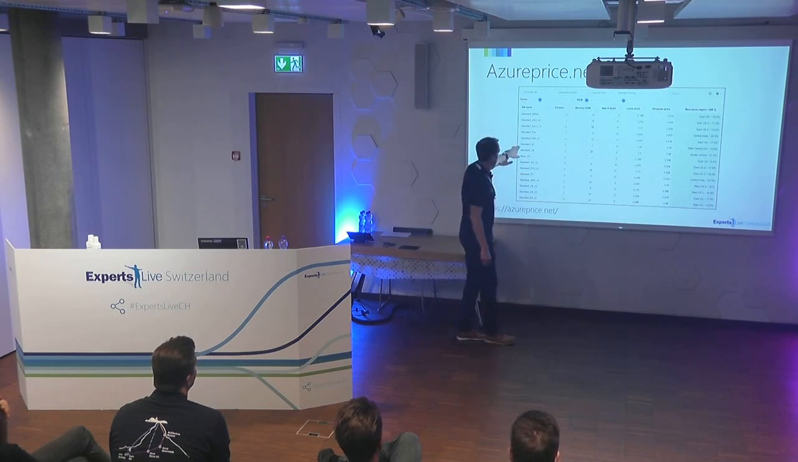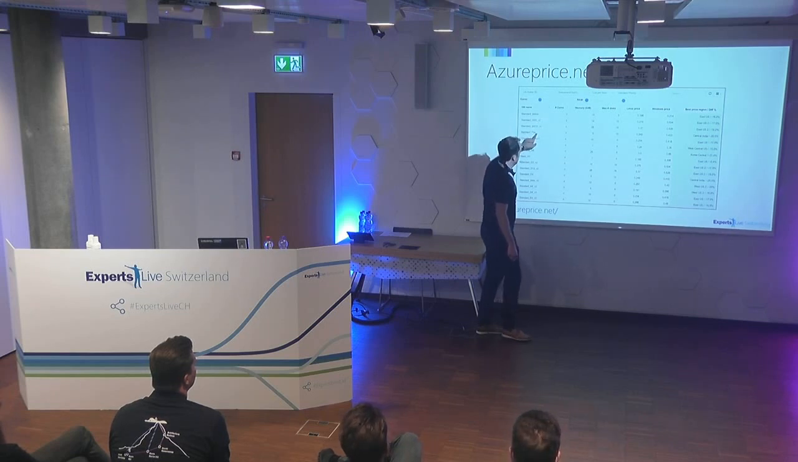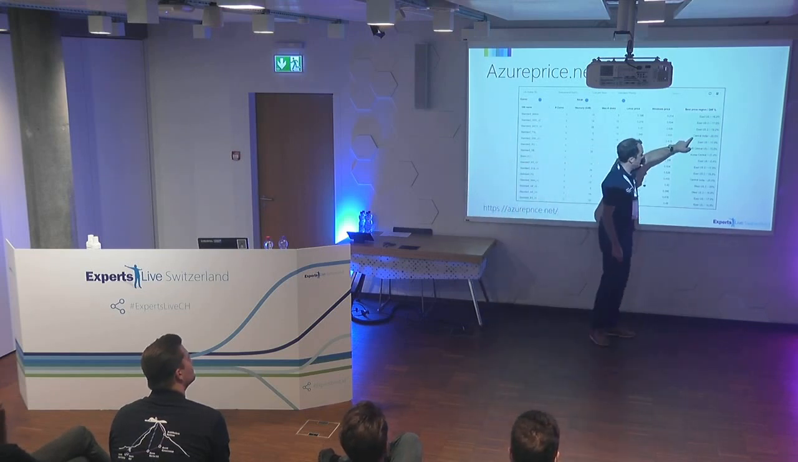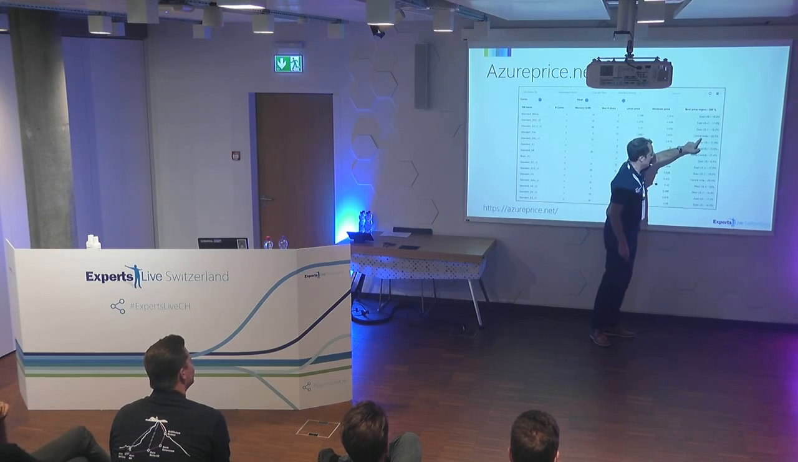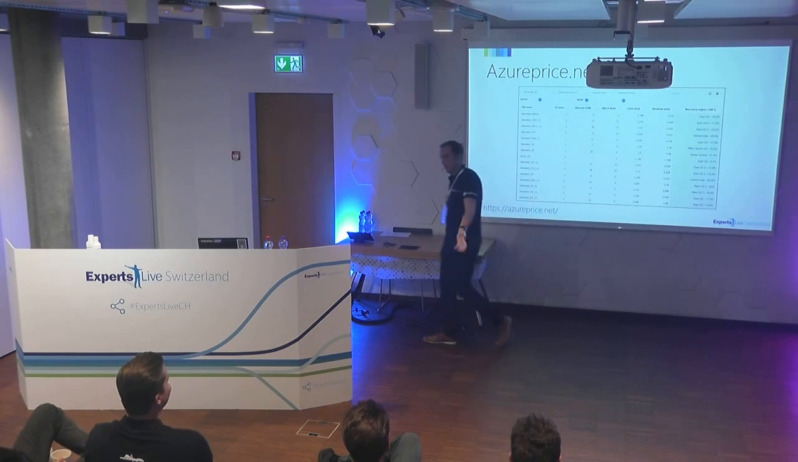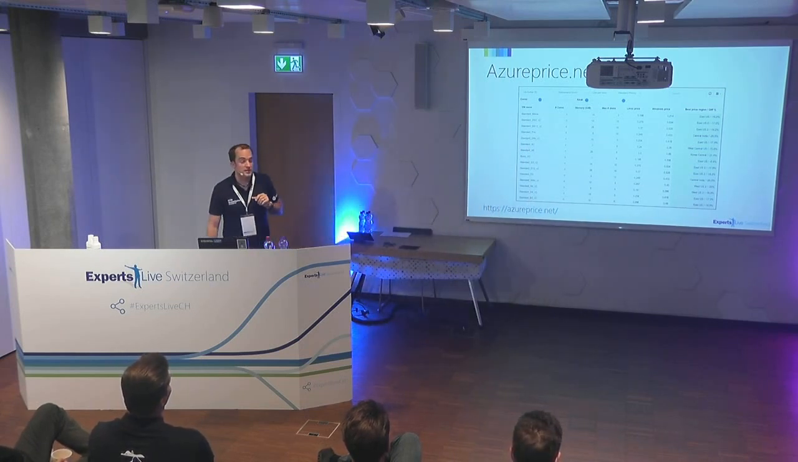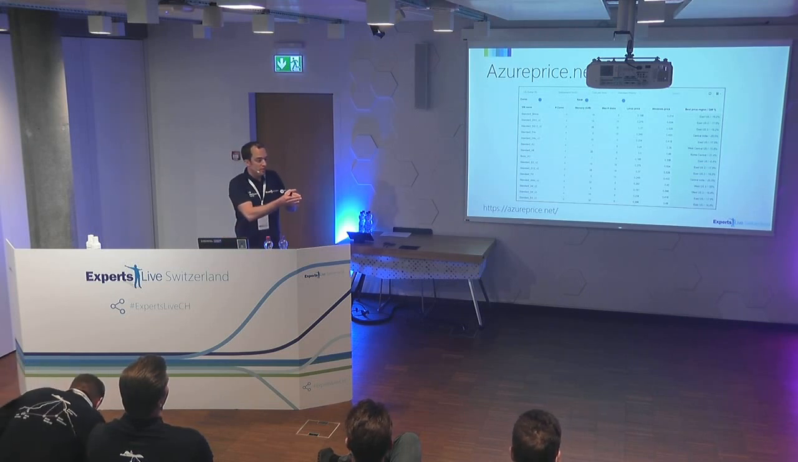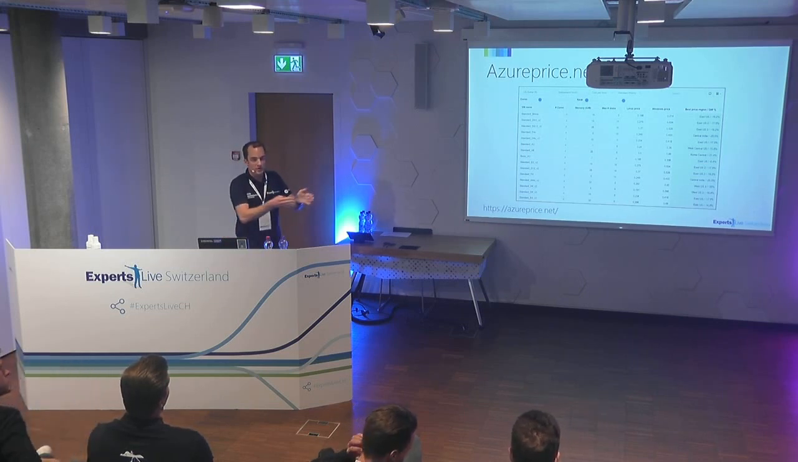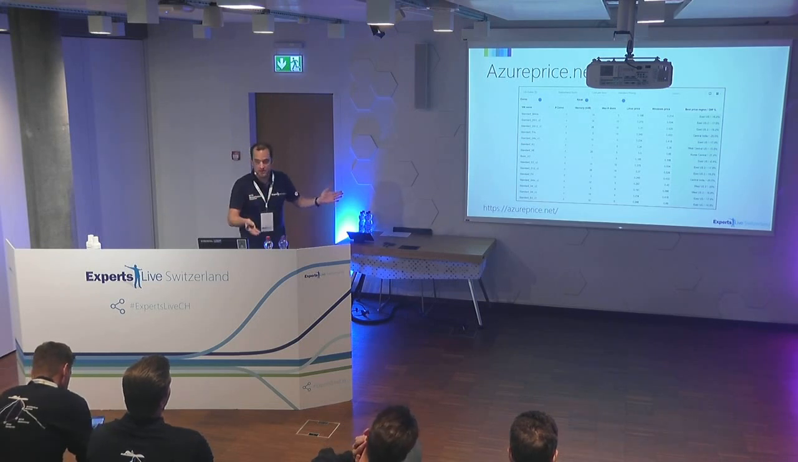So let's say I have a standard F4S machine for my web server running in Switzerland, and I moved it to Central India, not sure if that's a good idea, but I could do it, I would save 20% just by moving it from one location to another. On the same page, you can look at VM costs per hour over all the data centers. And you would be astonished how much difference there is between data centers, even if they are closer together.